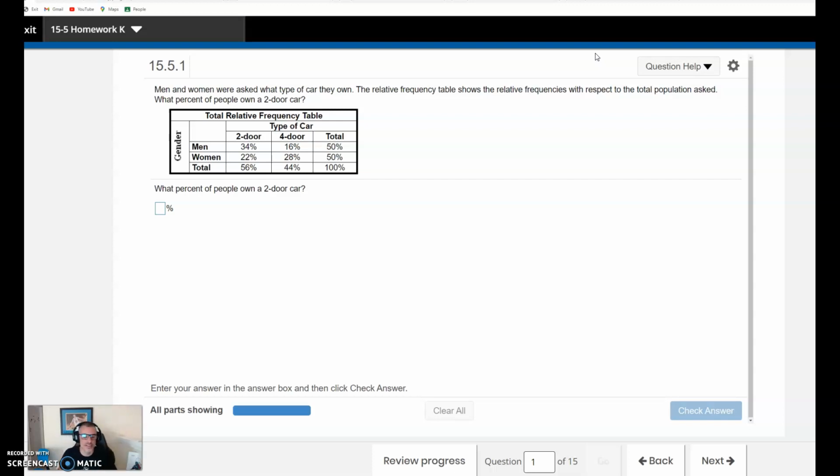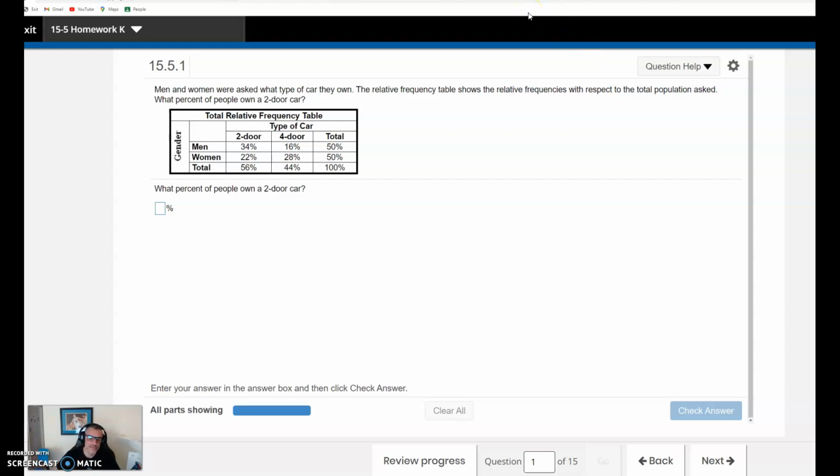And good news is this week you don't have to do all that laborious work creating a relative frequency table. We're back to simply interpreting a relative frequency table. And remember that interpreting means, can you read it? Can you understand what it's telling you? Can you actually use it?